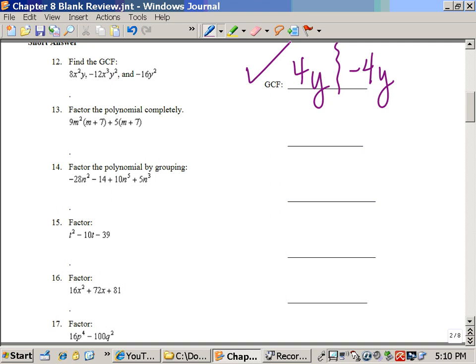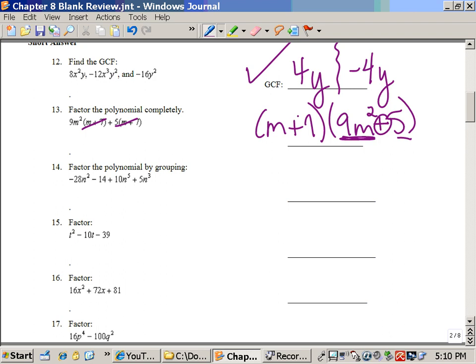Number 13, when I factor this, I notice that they both have m plus 7, so I'm going to write down my m plus 7. Left over is 9m squared plus 5. I could try this one again, but since it's a sum and the 5 is not a square, that's the final answer to that problem.